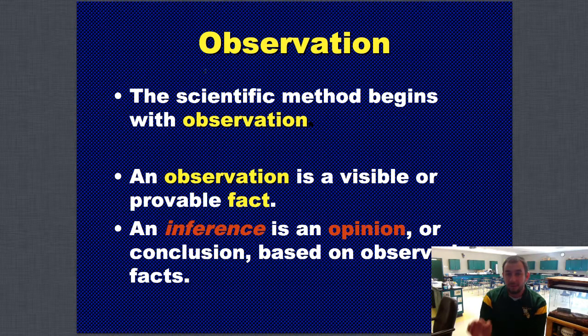An observation is a visible, provable fact. You can see it, you know it's there, you know exactly what it is. And an inference is basically an opinion based upon what you observed or an observed fact. So we're going to test this right now and see if you can figure out the difference between an observation and an inference.